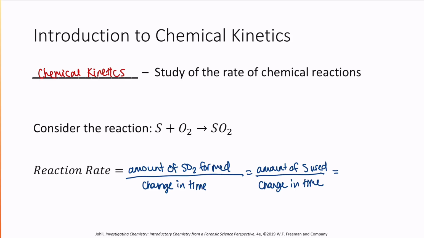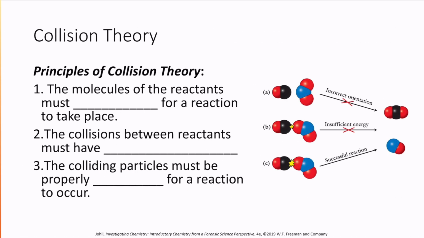And that is if we look at it with respect to sulfur, but we can also look at it with respect to oxygen. So the amount of oxygen used over a change in time. So these are different ways that we can look at a reaction rate. There are a number of things that will affect the reaction rate, and one of those is the idea of collision theory.